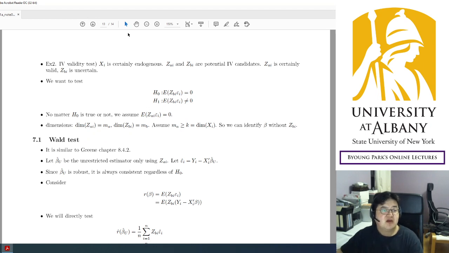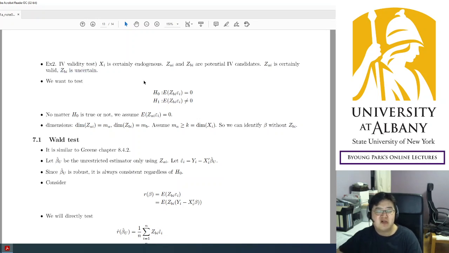Example 2. Now, suppose that some of X are certainly endogenous. We don't have any question about that. So endogeneity is clear. But our question is, which instrument is valid? Some instruments may not be valid, some instruments may be. So we also classify the instruments into two cases. You have certainly valid instruments, and we are testing these uncertain instruments. We can test these ZB.